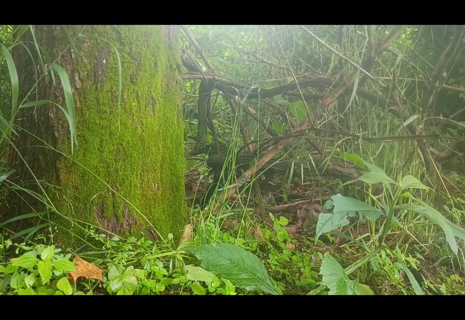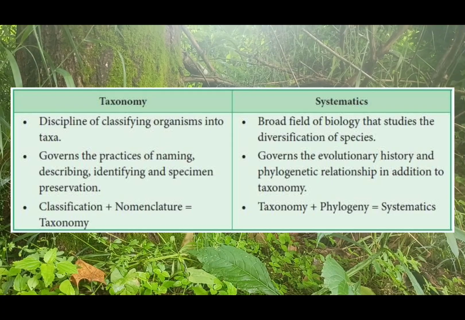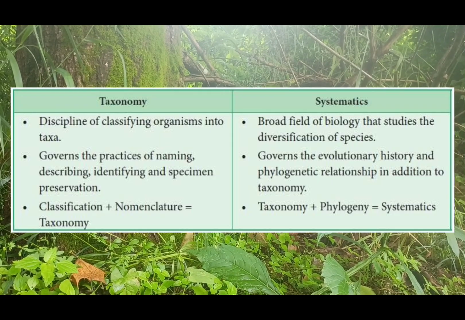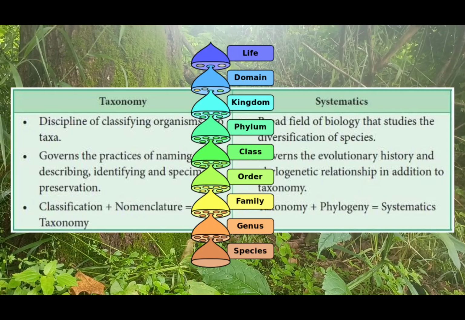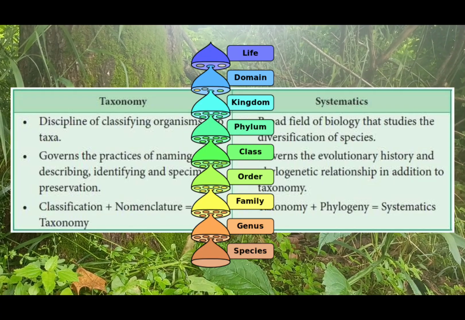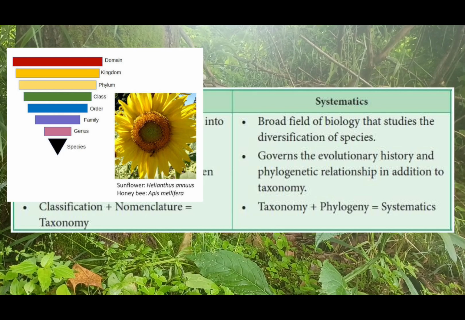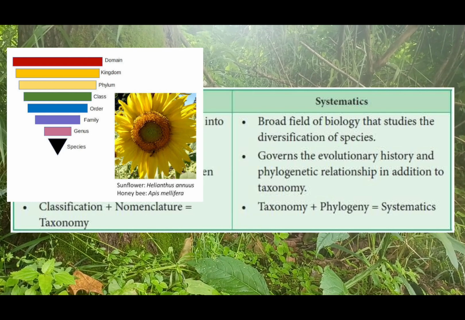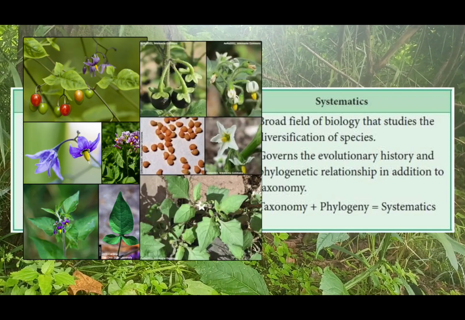There's also taxonomy versus systematics. Taxonomy is the science of naming, describing, and classifying organisms. It provides a shared scientific language, and it uses standardized rules, like the Linnaean system. An example would be that the sunflower is called Helianthus annuus. And closely related organisms share similar scientific names, like Solanum with nightshades.